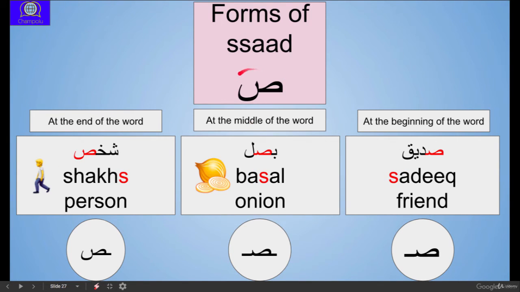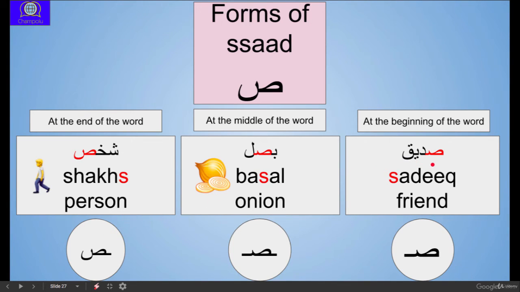Moving on to the letter Sad, you'll find that it is similar to the sound S, although it's more emphatic. It's actually one of those emphatic letters in Arabic which are harder to pronounce by non-native speakers. So this one has also a separate form, an initial form, medial form, and final form.